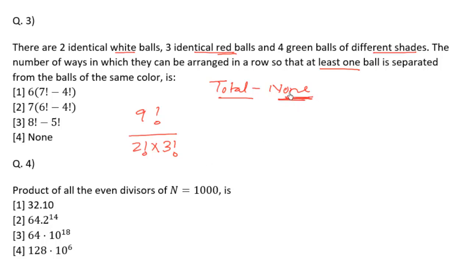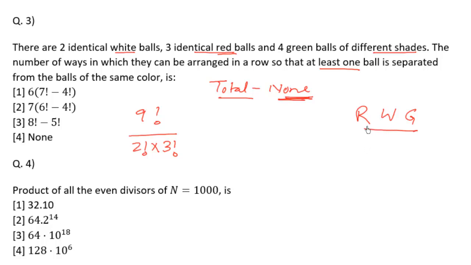Now next comes the case when none of the balls are separated, or we can say that each colored ball will have a cluster, a group. All red balls will be together, all white balls together, and all green balls together. If this is the sequence wherein we are arranging these balls, then none of the balls would have a different color between them, right?